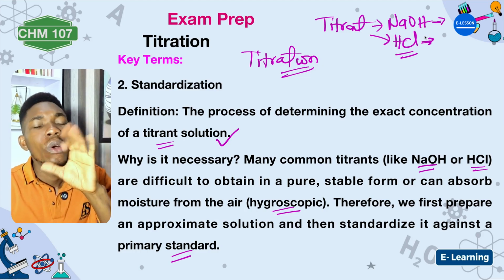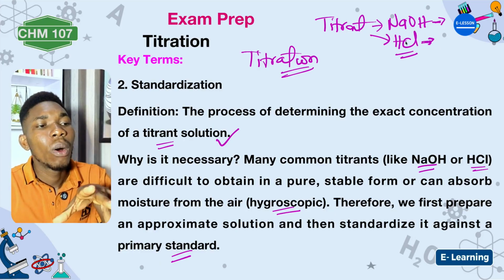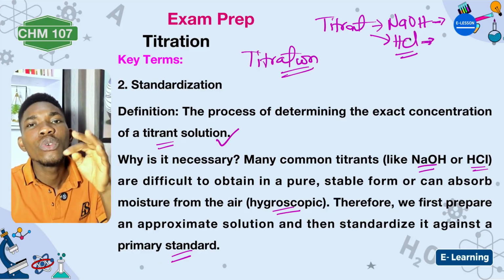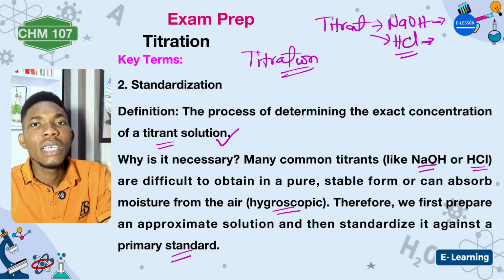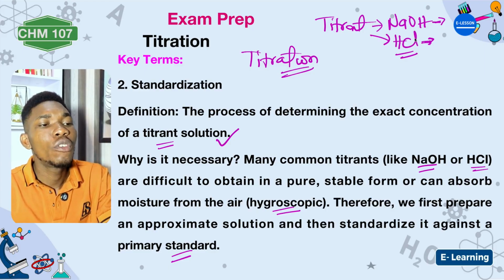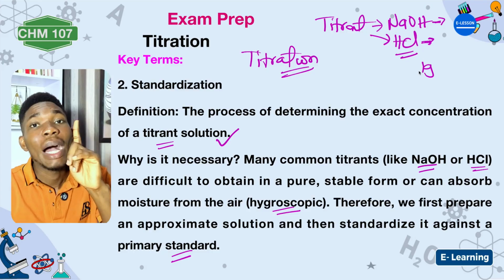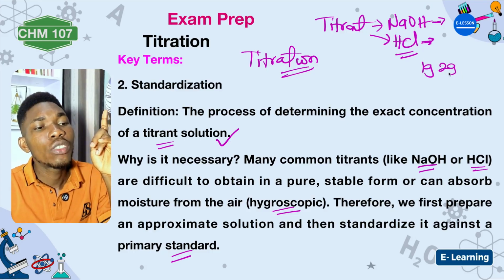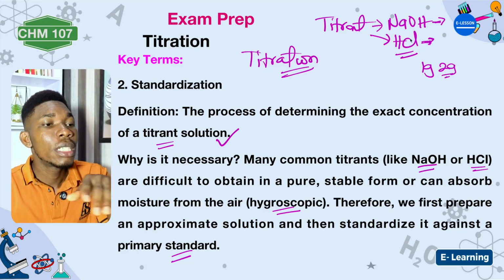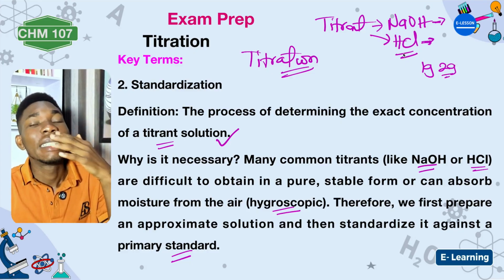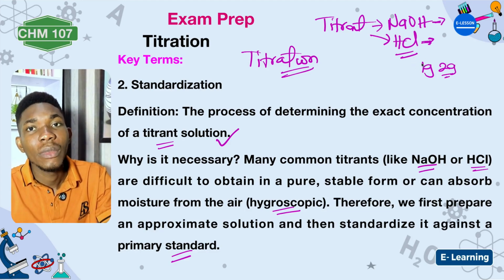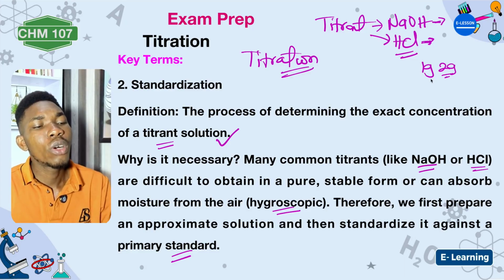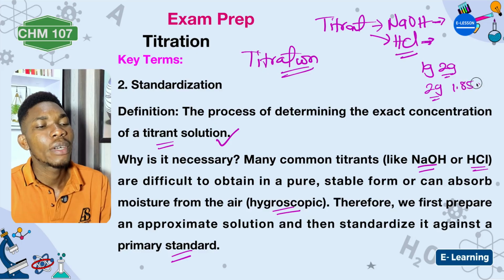However, listen, this sodium hydroxide or HCl is very difficult to get in pure form. When you talk about pure form, it means a situation where there is no impurity. If you measure 1 gram, that 1 gram is 1 gram. If you measure 2 gram, that 2 gram is 2 gram. But with sodium hydroxide and HCl, it's very difficult to get them in this pure form. So there are situations where you measure 2 gram, but what is actually present is like 1.85 gram.